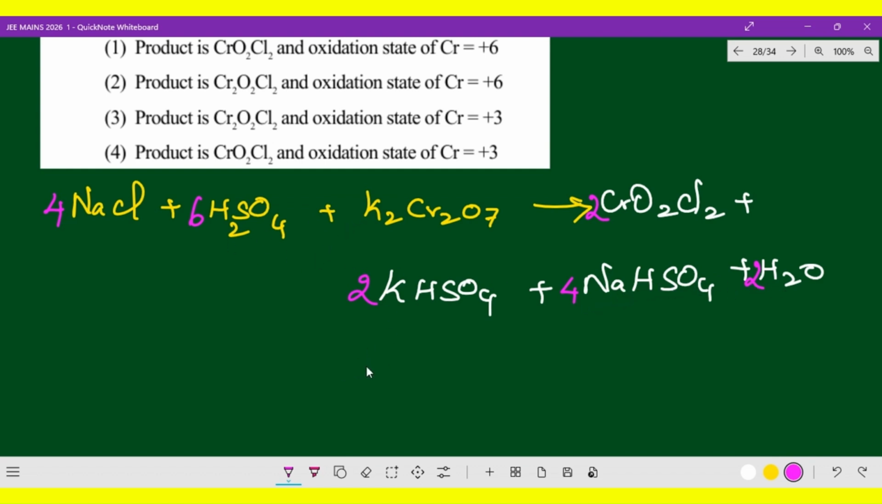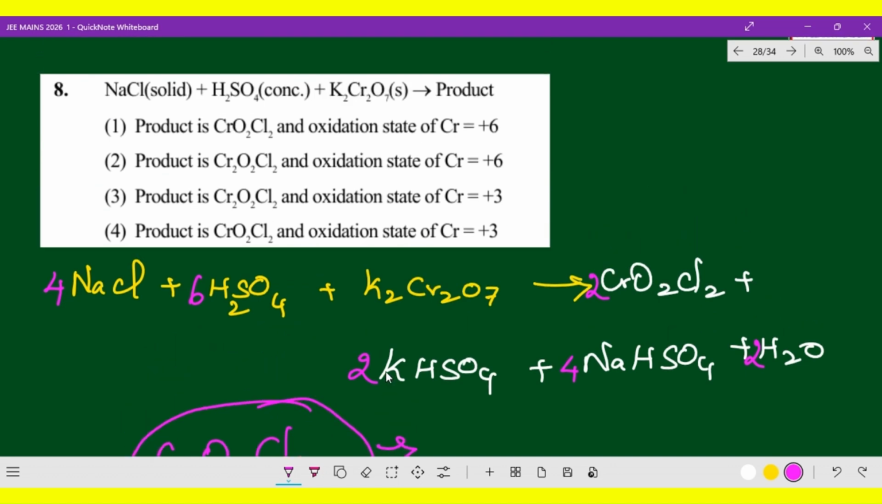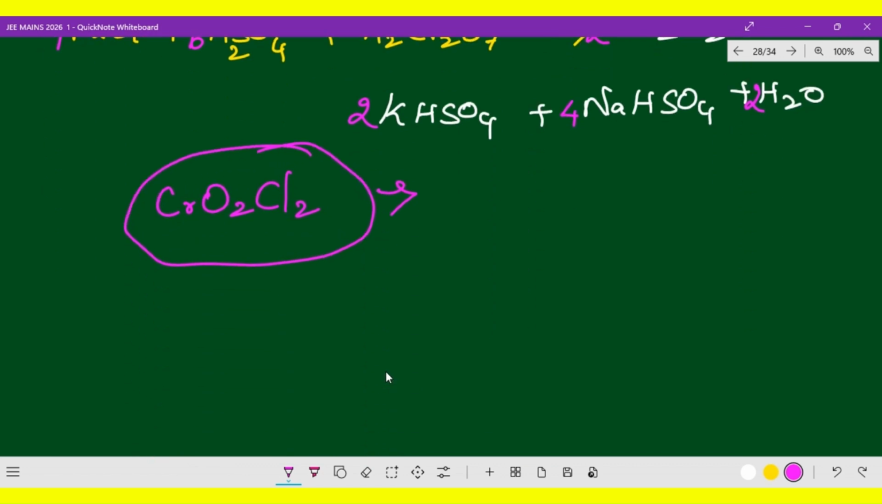Yes, okay. Now in CrO2Cl2, what is the oxidation state? This is the product, that is what they are asking, right? What is the oxidation state in chromyl chloride? Okay, here we can directly go for it. This is x plus 2 into minus 2, right? Oxidation state of oxygen is minus 2, plus 2 into minus 1, equal to 0. Minus 1, this is not plus.